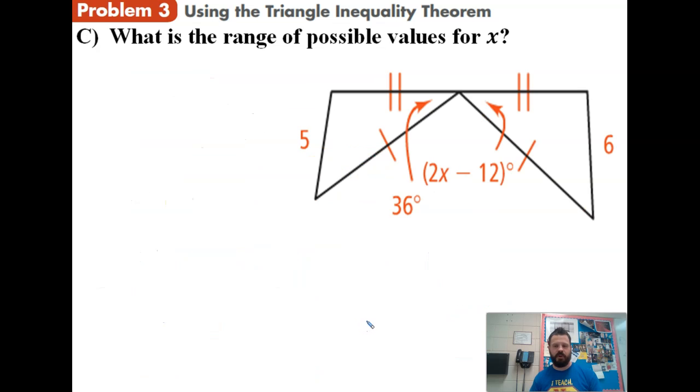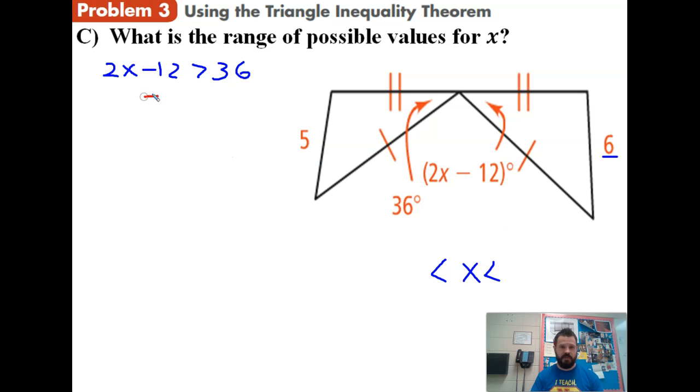Let's take a look at one more example in part C and see how this can work out slightly differently. Same idea, I've got two triangles here and I want to come up with a range for my x values. This time notice the expression with the x is across from the larger of the two sides. So when I set this up, I'll have 2x minus 12 is going to be a bigger angle than this 36, which is across from the 5. So we can say that 2x minus 12 is greater than 36.